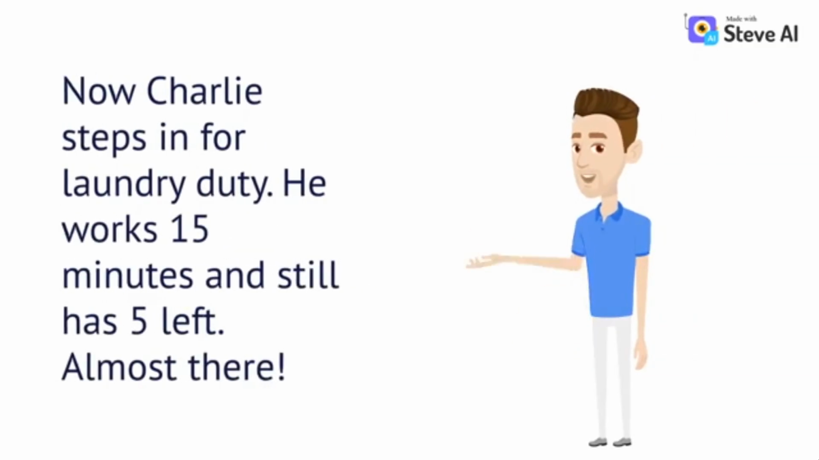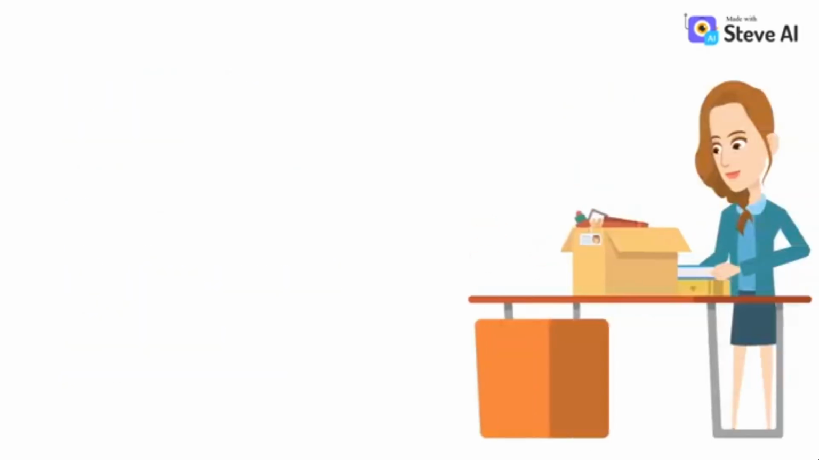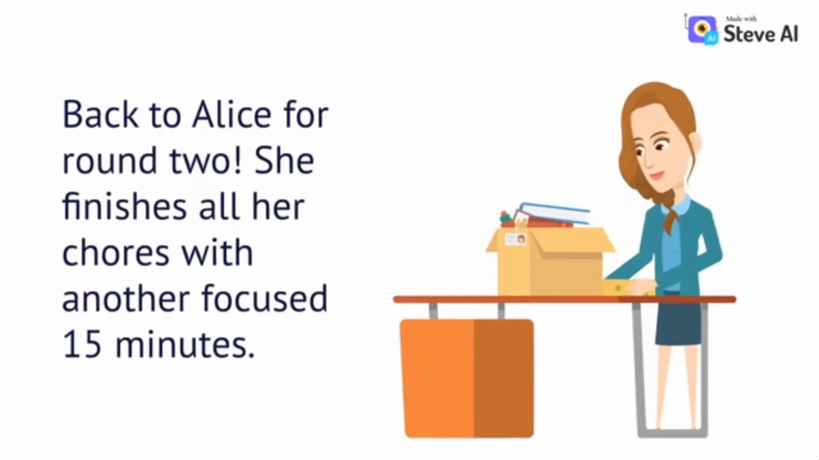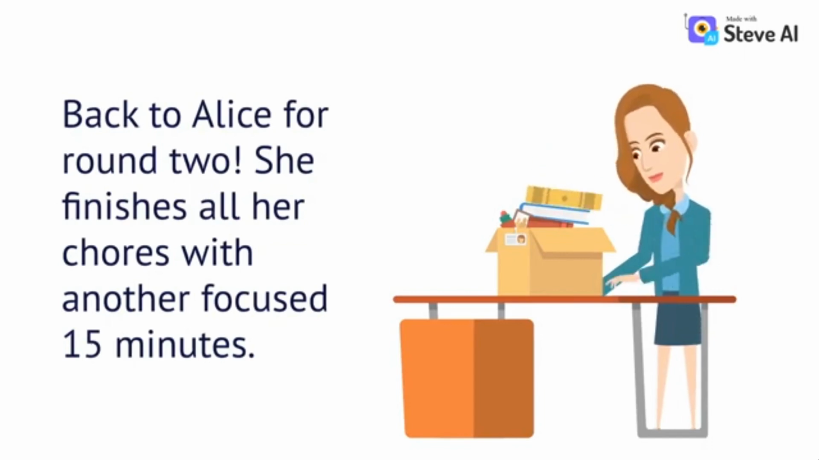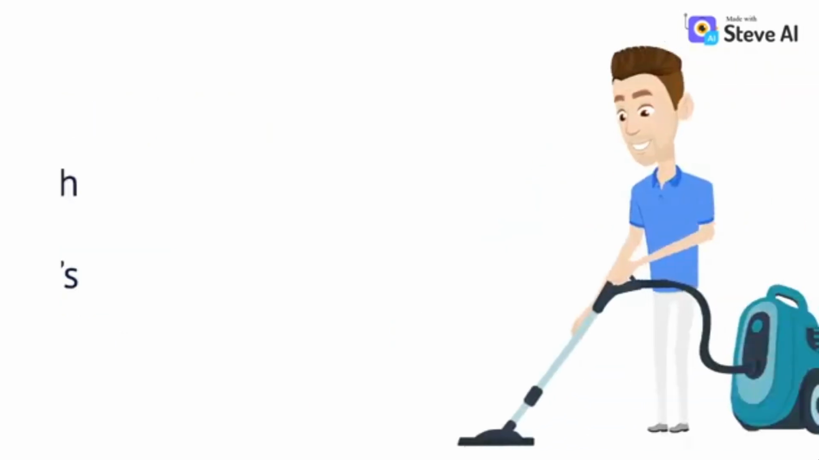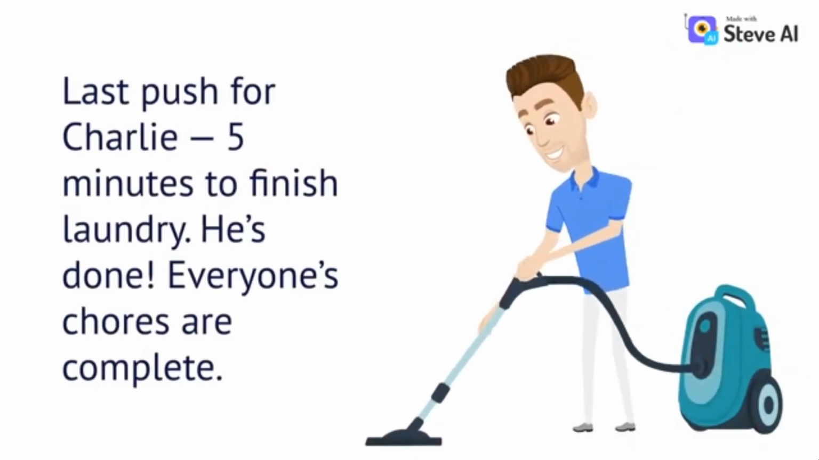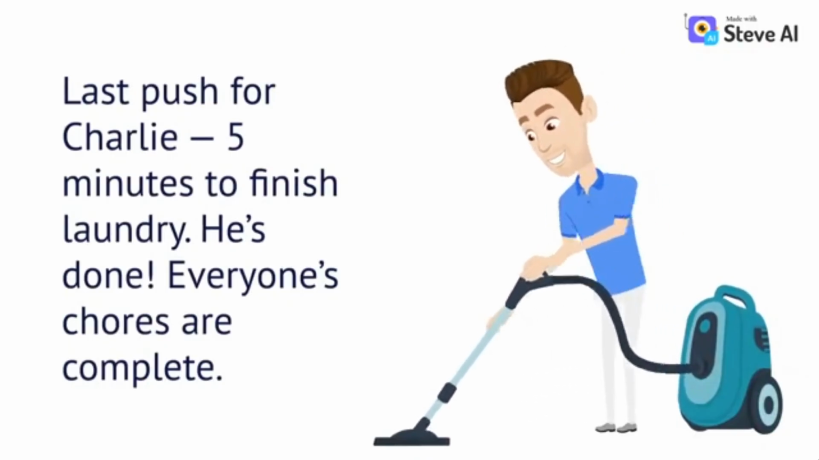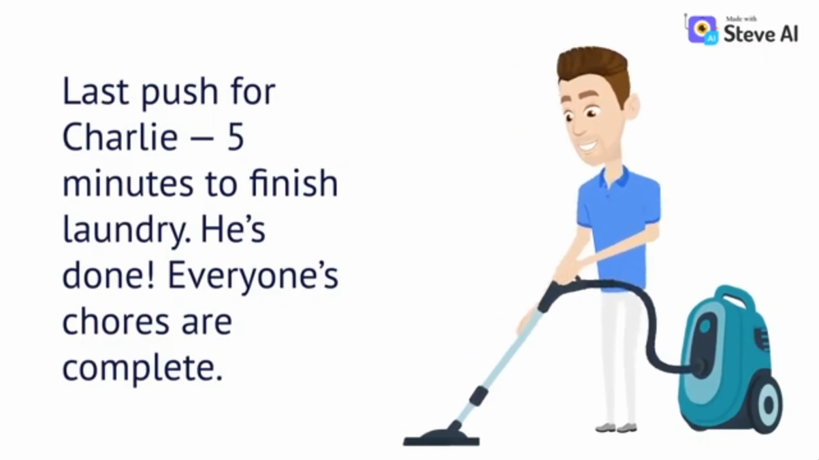Now Charlie steps in for laundry duty. He works 15 minutes and still has 5 left. Almost there. Back to Alice for round 2. She finishes all her chores with another focused 15 minutes. Last push for Charlie, 5 minutes to finish laundry. He's done. Everyone's chores are complete.